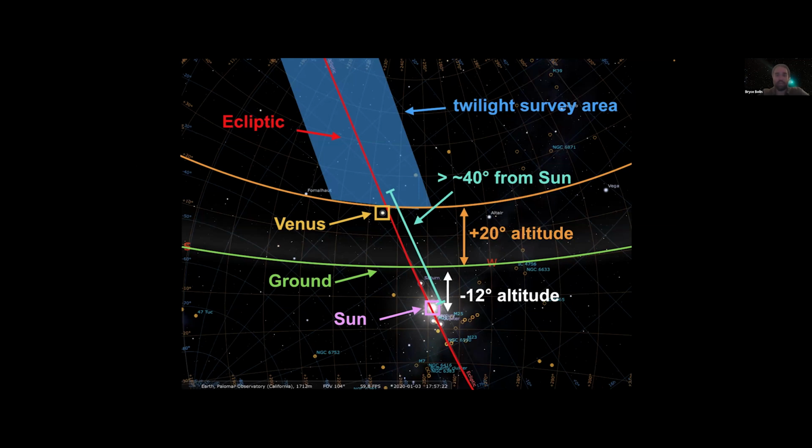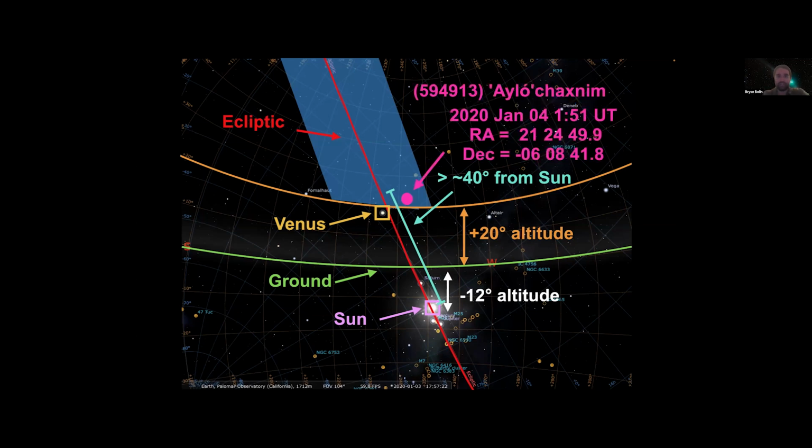So more or less, one has to look when the sun has just recently set below the horizon, and as close to the horizon as possible, in the direction of the sun along the ecliptic. Just for fun, I'm going to plot where the first ALO asteroid was found, just within this 40-degree sweet spot zone on January 4th, 2020.